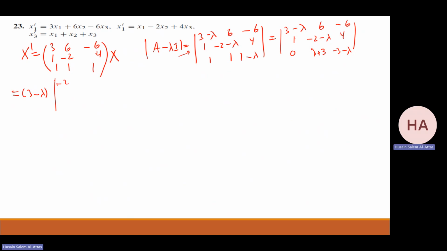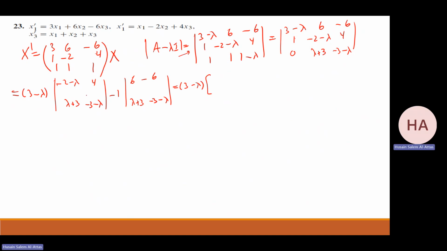Cancel this with this. -2 minus lambda, 4. Lambda plus 3 minus 3 minus lambda. Okay. -1, cancel second row and first column. 6 minus 6. Lambda plus 3 minus 3 minus lambda. What do I have? 3 minus lambda.